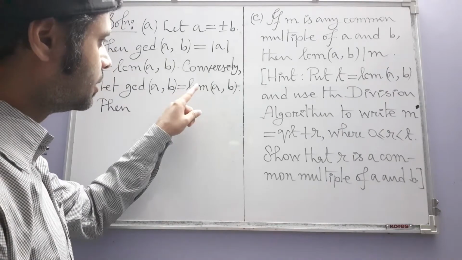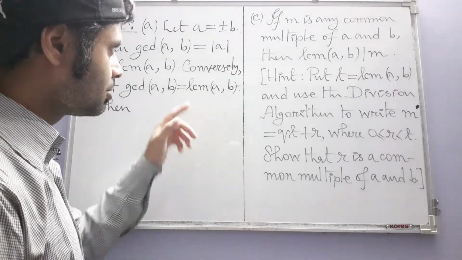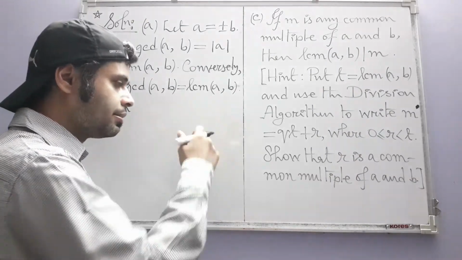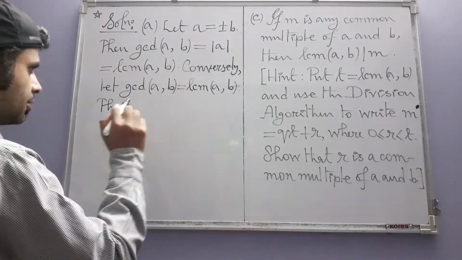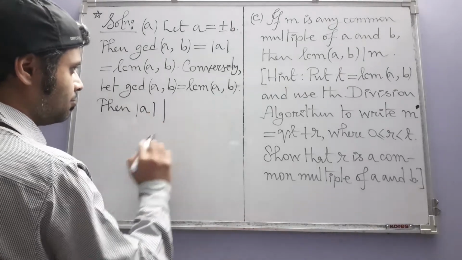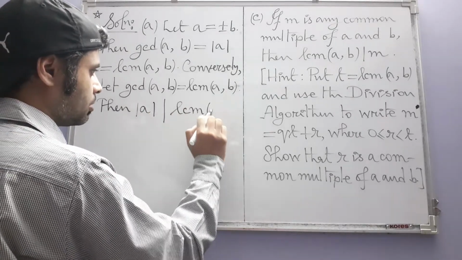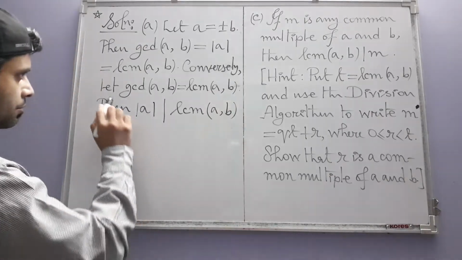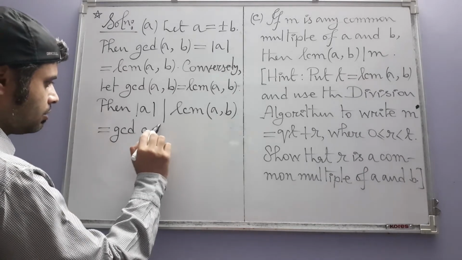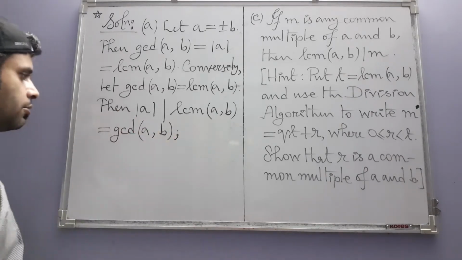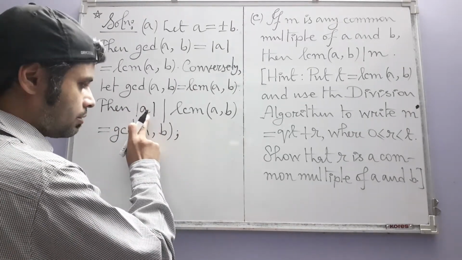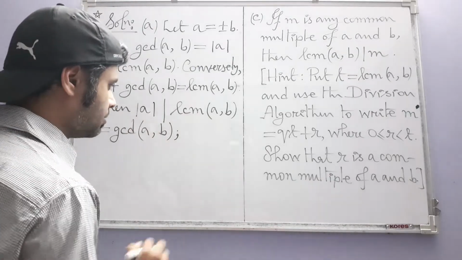Now since it is divisible by a, it is also divisible by the absolute value of a naturally, because the absolute value of a is either a or minus a. So that's why we write the absolute value of a divides the LCM of a and b, which by our hypothesis is actually also the GCD of a and b. Okay, this is something we are getting. That means ultimately we are getting the relation that the absolute value of a divides the GCD of a and b.